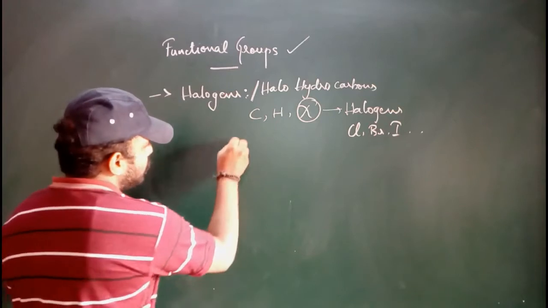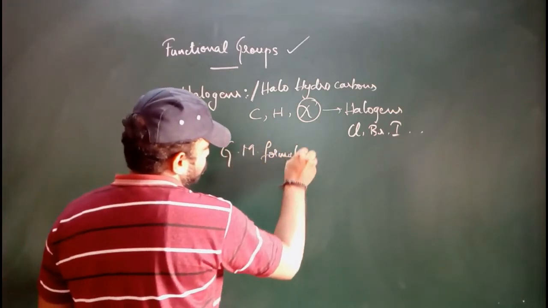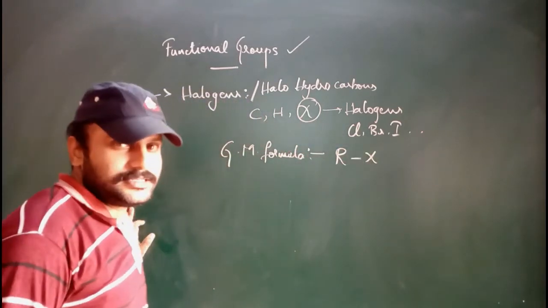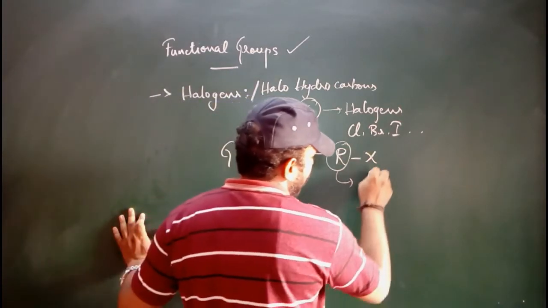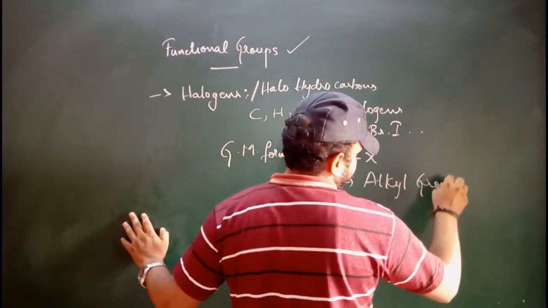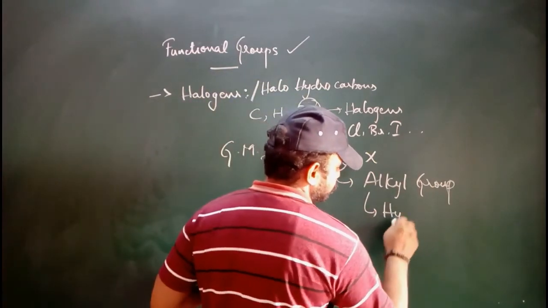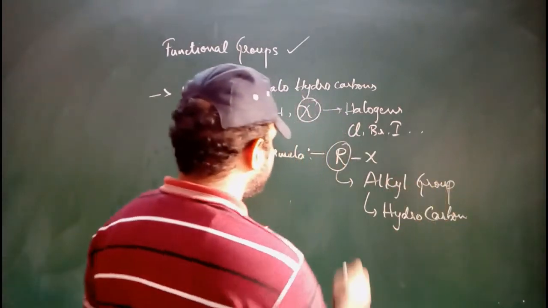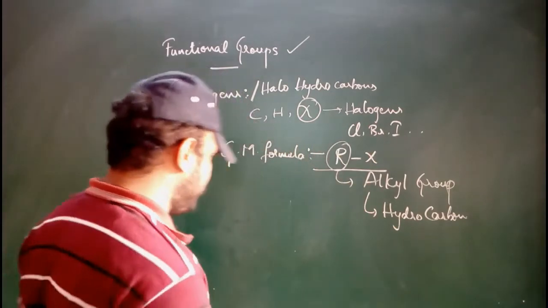So what is the general molecular formula? The general molecular formula for this functional group is RX. What does this R tell about? R is nothing but an alkyl group. Alkyl means hydrocarbons, which are also called alkanes. So the general formula for the halogen functional group is RX.